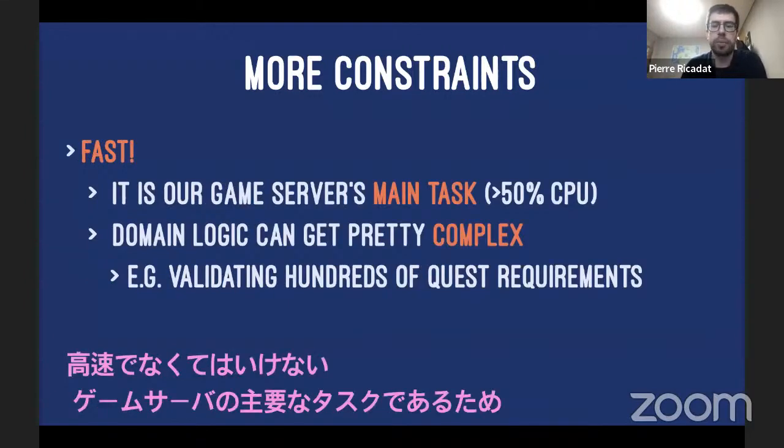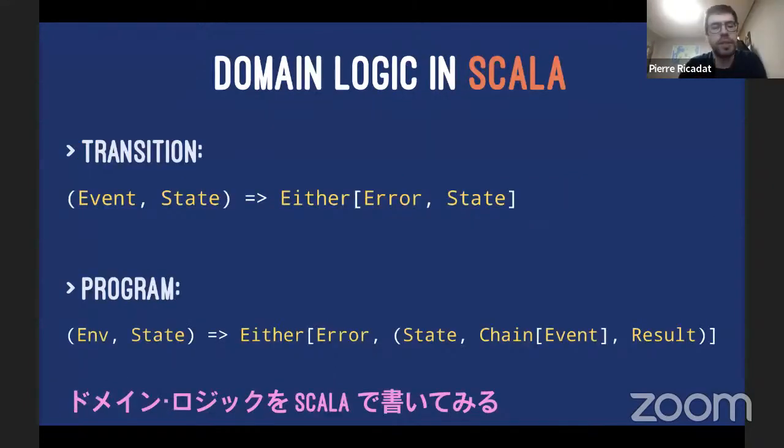And finally, our domain logic needs to be fast. In our game, the domain logic is pretty complex because every time the player does something, we need to validate hundreds of quest requirements, if a quest has been completed, a mission, if you unlocked some item, and so on. So altogether, the domain logic part takes over 50% of the CPU of our game servers. So this is quite important in our case. So how do we write this in Scala?